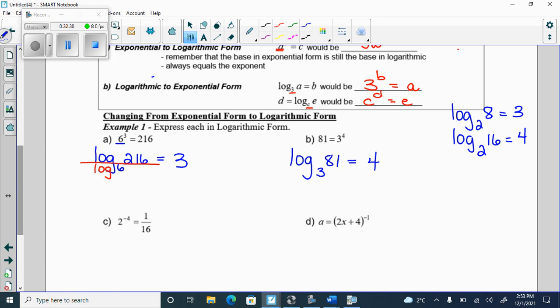What if I gave you the reverse? So I gave you log base 16 of 2. It'd be 1 over 4. It just makes it flip, because it'd be the 4th root of 2. And 1/4 is the 4th root. The 4th root of 16 is 2.